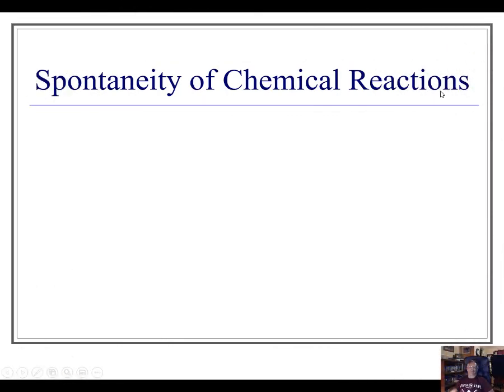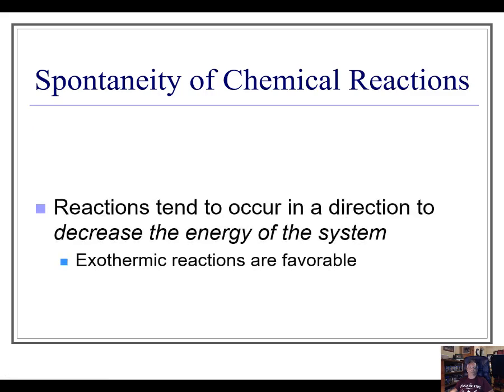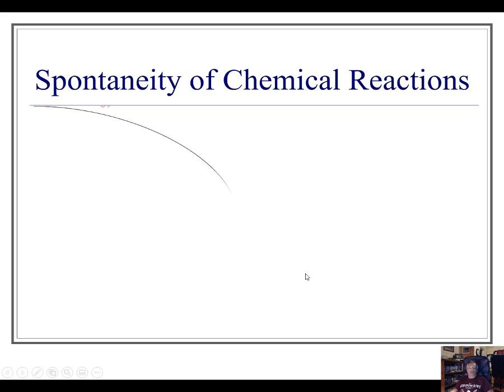Spontaneity of chemical reactions. That's what we're talking about. Most spontaneous processes, not all, are exothermic, that is, heat is released. Endothermic reactions, where heat is absorbed, tend to not be as favorable for spontaneity. Reactions tend to occur in a direction to decrease the energy of a system. That makes exothermic reactions favorable.